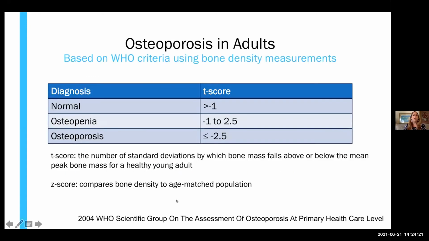In adults, the definition is a little bit different, so I just want to take a moment to speak about this. It's based on the WHO criteria looking at a different measurement score, which is called the T-score. Normal scores are greater than -1. They define osteopenia as -1 to -2.5, and osteoporosis as less than or equal to -2.5.